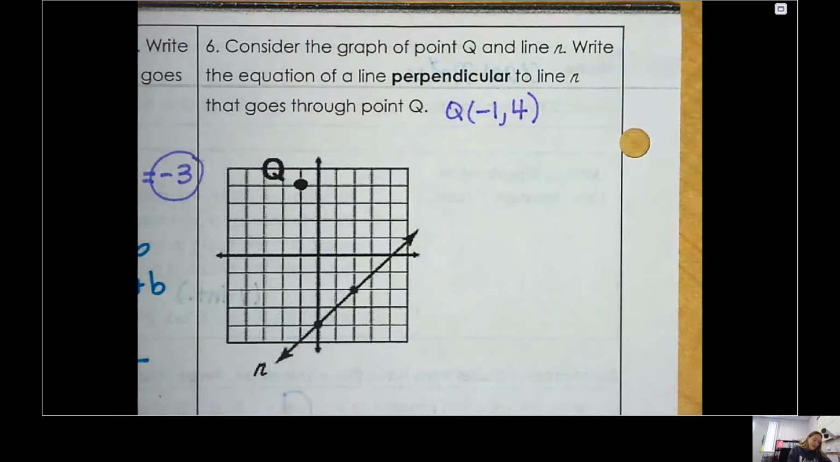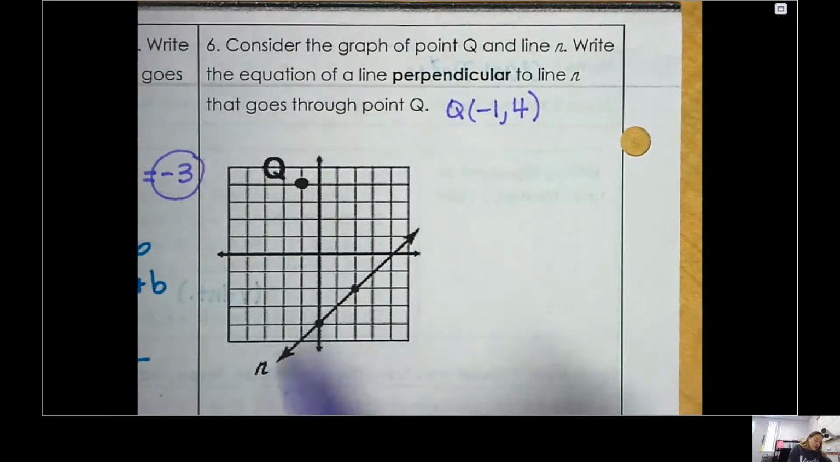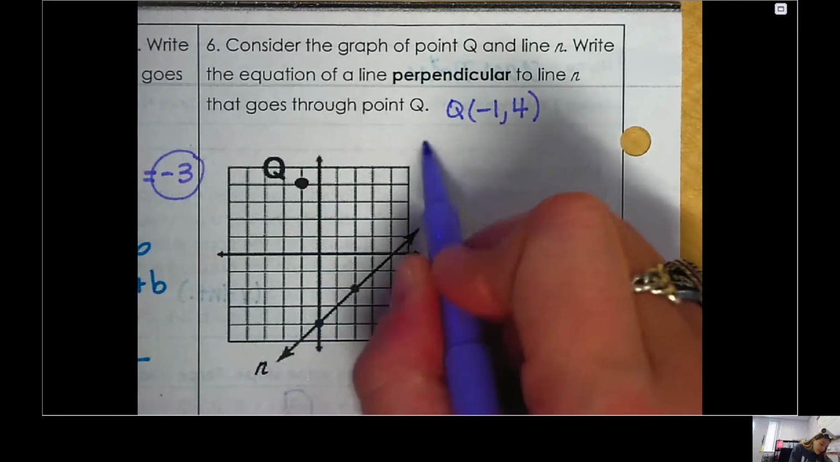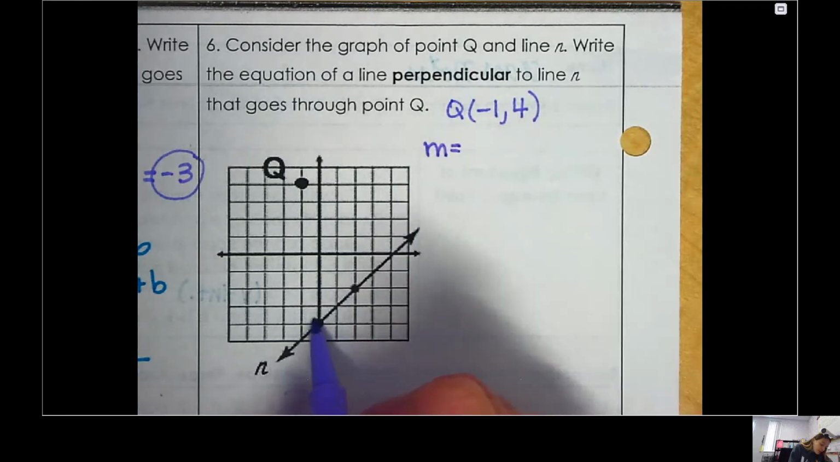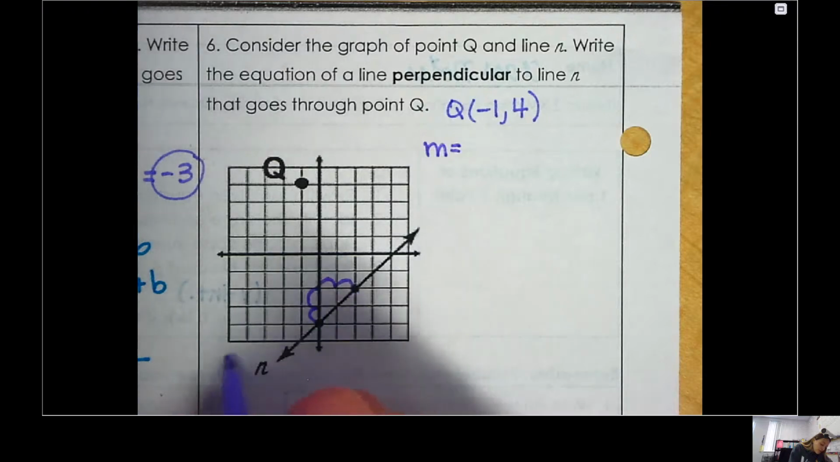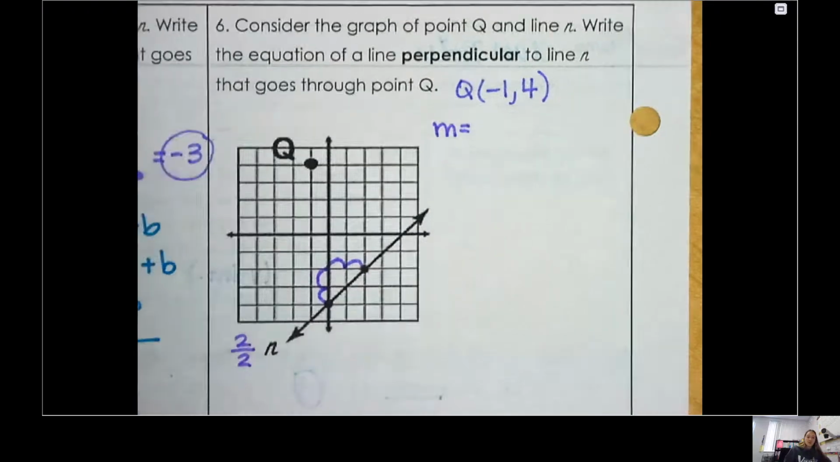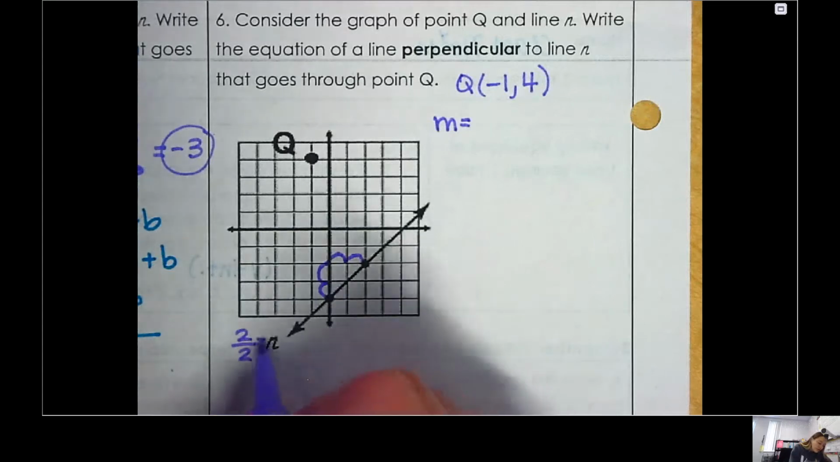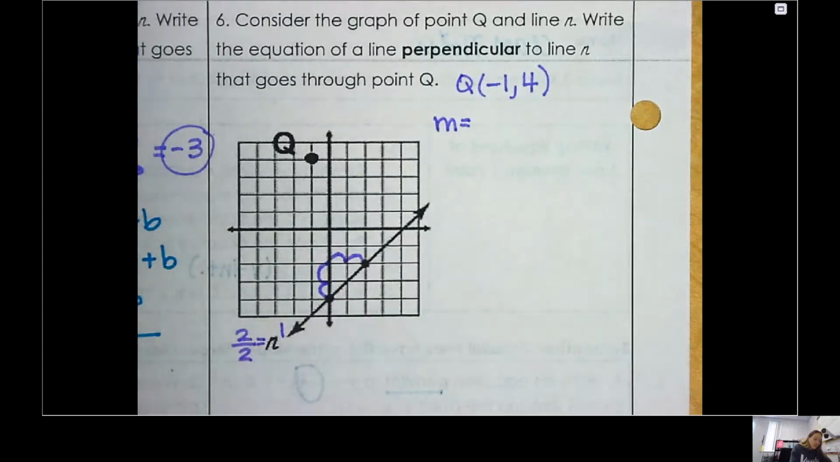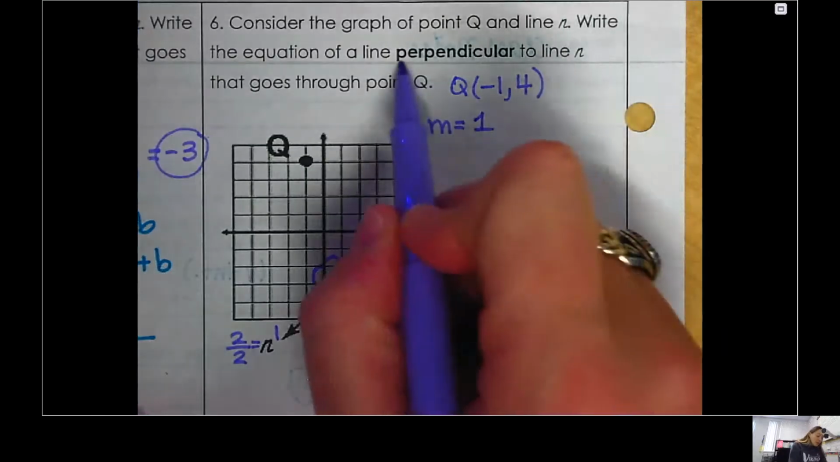Okay. And then I'm going to find the slope of this line. Now this is a positive slope. I'm going up a hill. So if I count, my slope is, I go up 1, 2, and I go to the right 1, 2. So my slope is 2/2, which I can reduce to a +1, right? Slope is 1. But I want to write the equation of a line that is perpendicular.